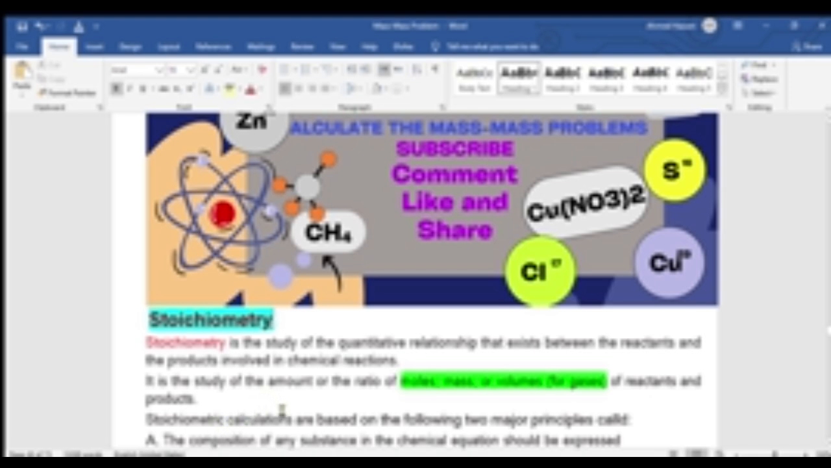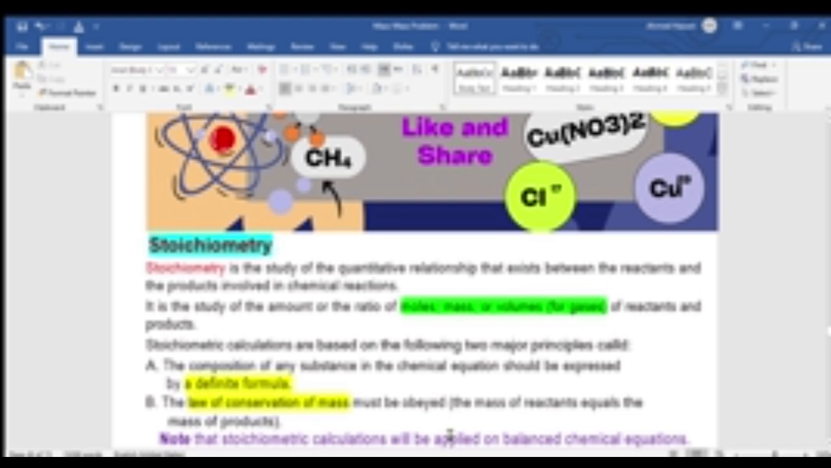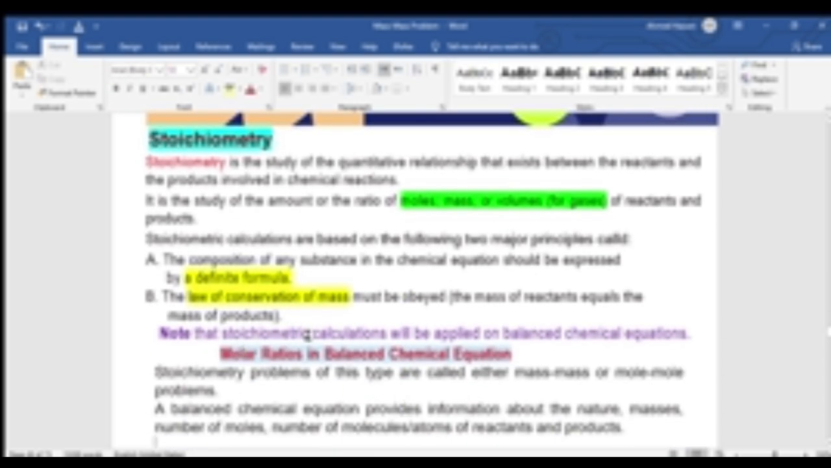So chemical calculations are achieved based on the following two major principles: the composition of any substance and the chemical equation should be expressed with definite formula, and the law of conservation of mass must be obeyed, which means a chemical equation must be balanced. Remember, under these stoichiometric calculations, you should always look that the equation is balanced. Molar ratios in balanced chemical equation.